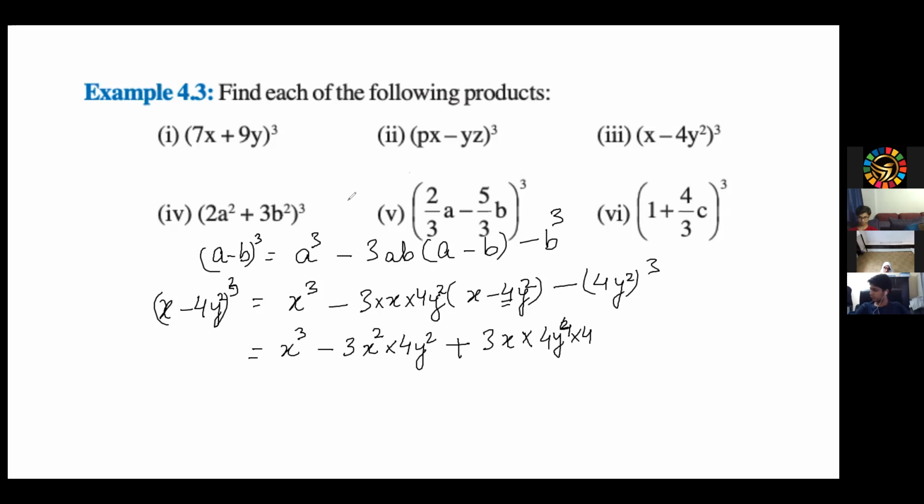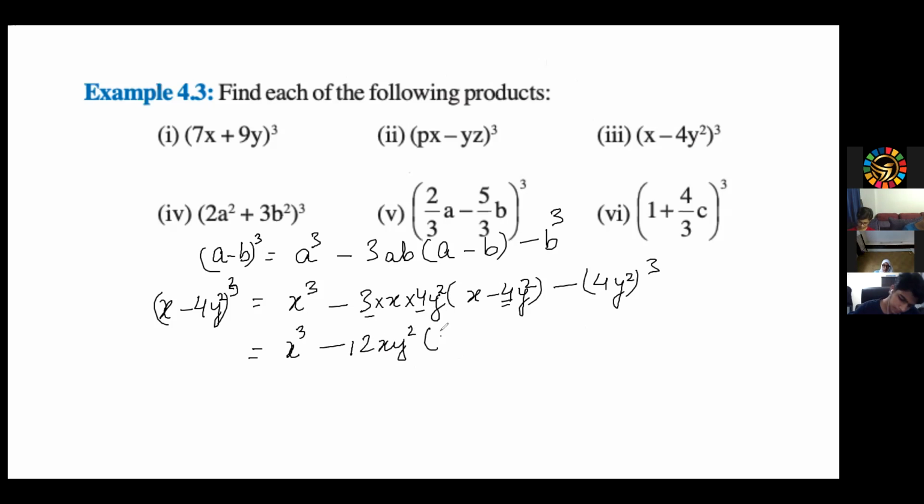Just a moment. Just do this thing first. Don't do it like that. First of all, just simplify stepwise, one step at a time, otherwise you'll make a mistake. So the first step we do is just solve this step. x cube minus, just multiply this. 4 into 3 is what? 12. Okay, x into y square is xy square.